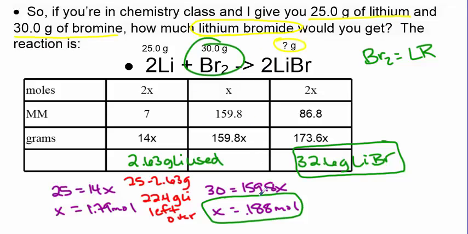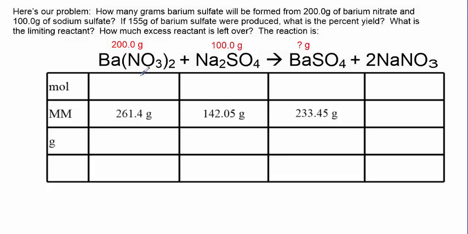So find both X values, pick the smaller one to use, and then you can solve for everything else. So let's look at one more problem. All right, so here's our problem.